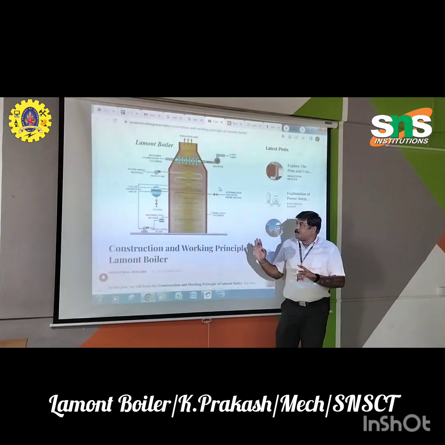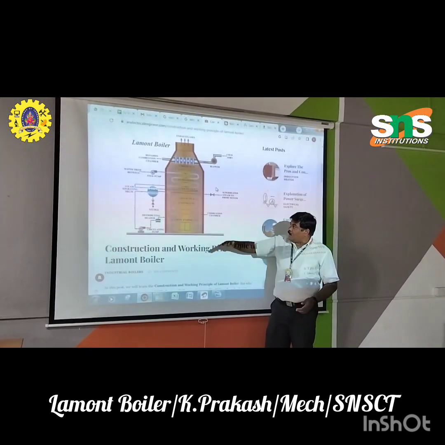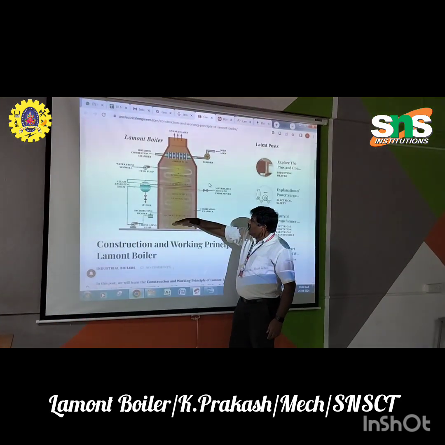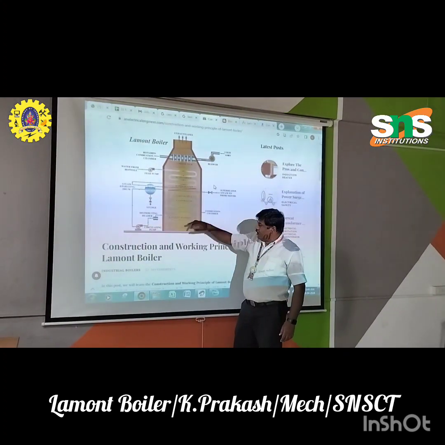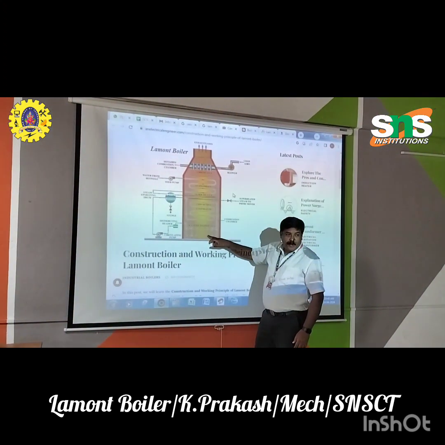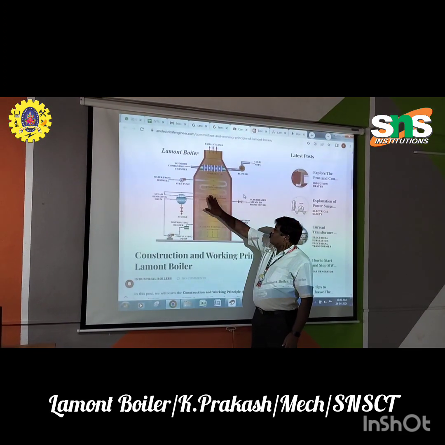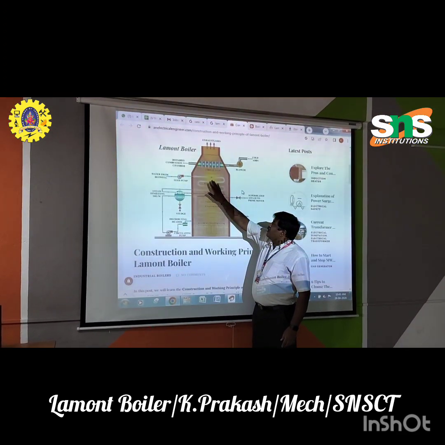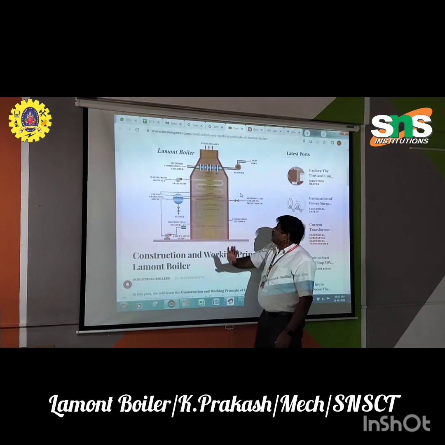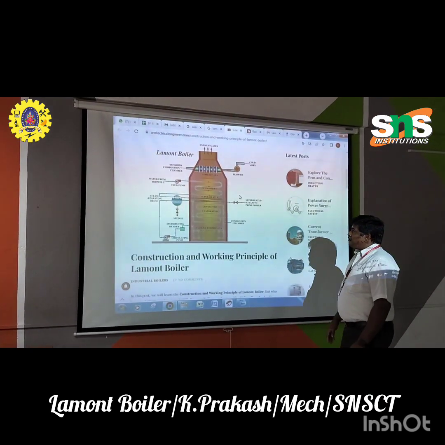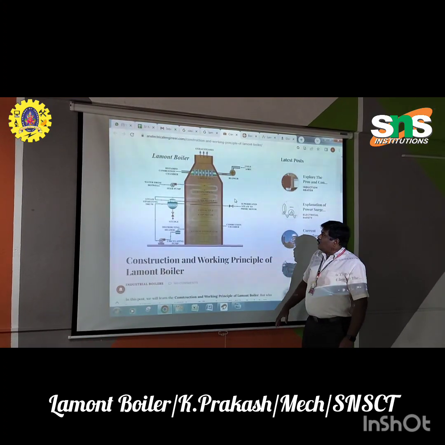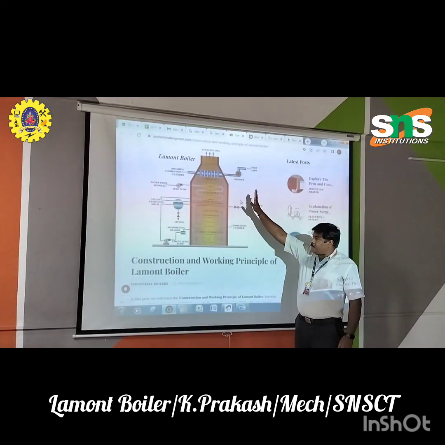Now what happens in this Lamont boiler? Here in the Lamont boiler there are different zones available. Here there is a radiant evaporator. Here there is a convective evaporator. Here there is a superheater. Here there is an economizer. And here there is also a superheater. Okay. The air preheater is available at the top.